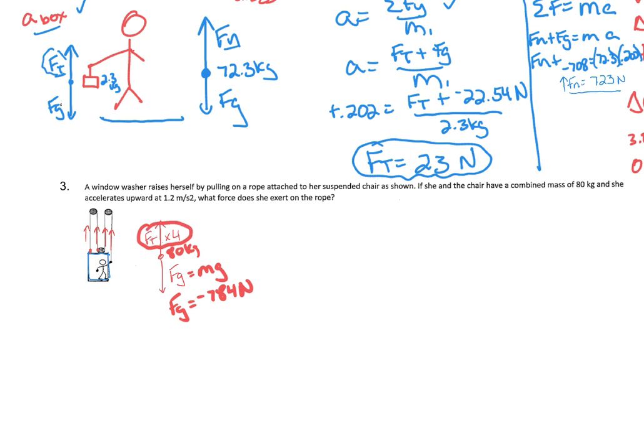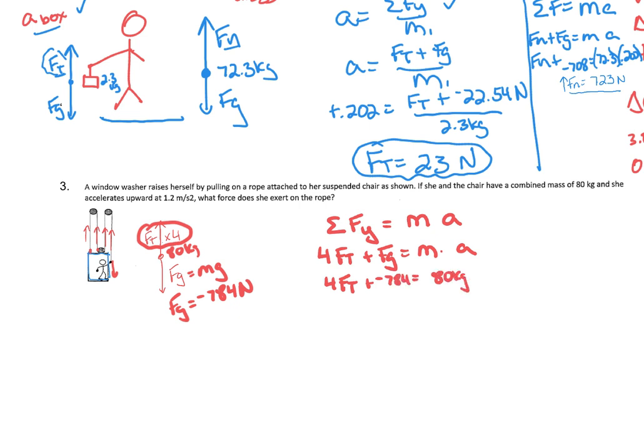We're going to try to find the tension, and then that becomes the applied force, or the tension she exerts on the rope, the person who's doing this. So we have 4 forces of tension. Let's write Newton's second law. Forces of tension in the y. And we actually know her acceleration, right? Her acceleration is upward. But there are 4 forces of tension plus the force of gravity equals the mass of the system times the acceleration. We don't know force tension. We know gravity is negative 784. The mass is 80 kilograms. And the acceleration, I'm so sorry, is 1.2 meters per second squared.